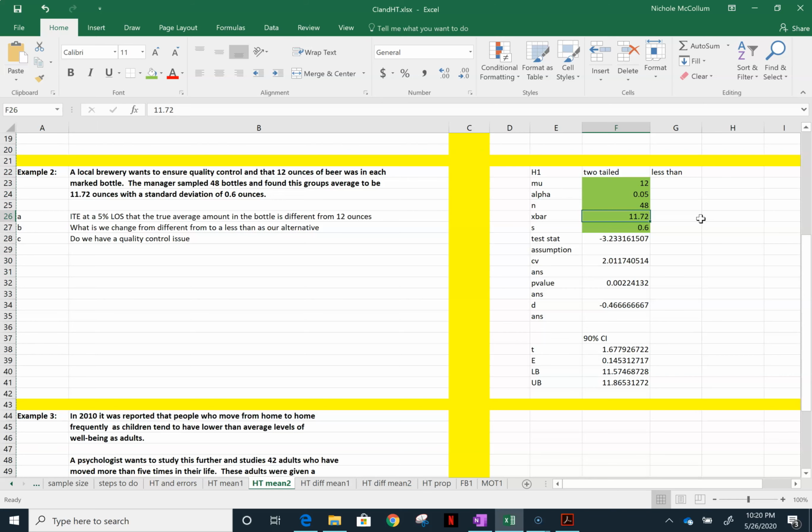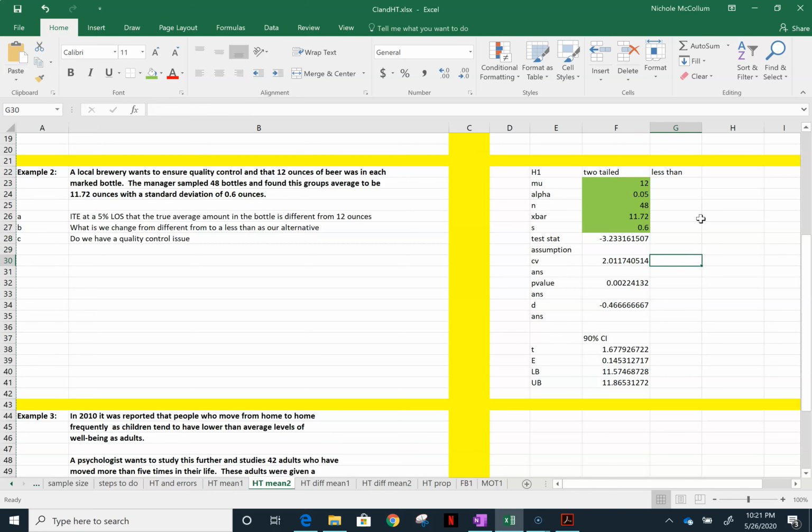All right, guys. So I want to quickly go through what if it was a less than test. How would I change things? Well, I wouldn't change anything here. Mu, alpha, n, x bar, s, they wouldn't change. Those are all part of the given. My test statistic wouldn't change, right? My test statistic is based on my statistic. What would change is your critical value.